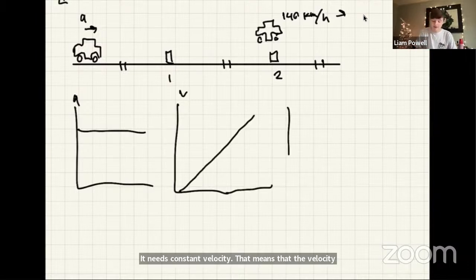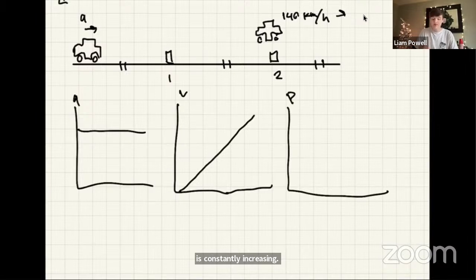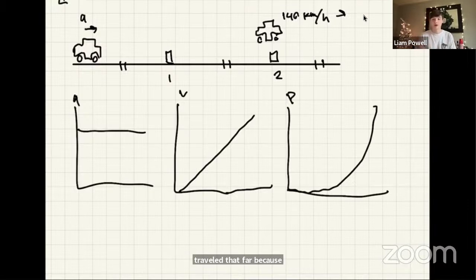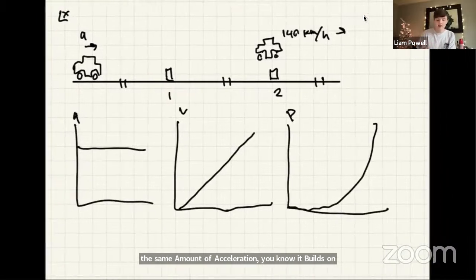Now, what we see in the position versus time graph is that if velocity is constantly increasing, the amount of distance that it travels is constantly increasing per time. That means that as it's increasing in speed, it's covering more and more distance faster and faster. So when it's moving at 70 kilometers an hour, it has not traveled that far, because even though it has the same amount of acceleration, it builds on it and keeps on going faster and travels more distance faster and faster. So it reaches 70 kilometers an hour before marker 1.